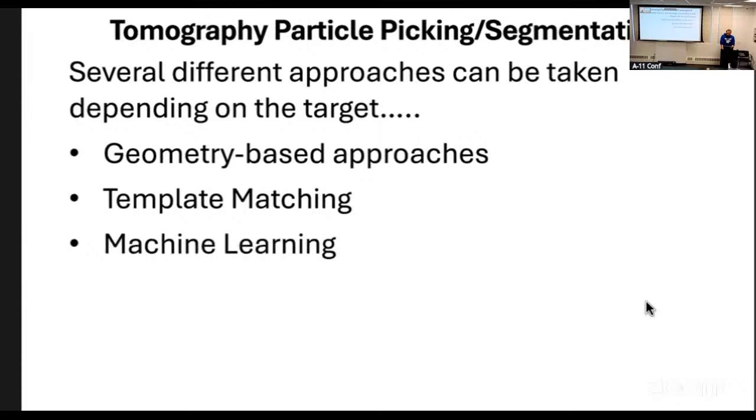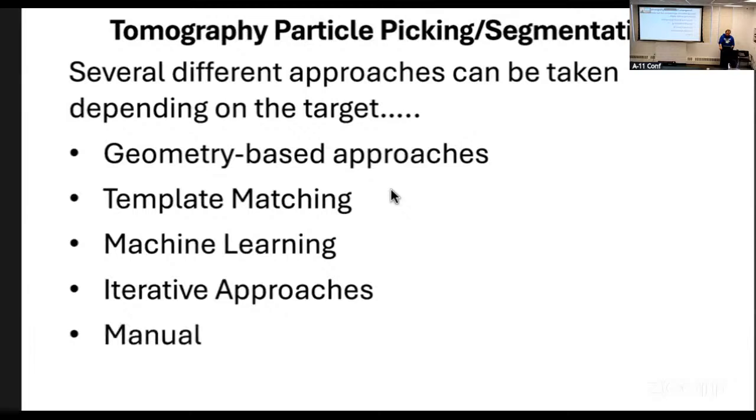A lot of deep neural networks for particle picking. And then kind of iterative approaches. So you get a set of particles, train, do downstream processing, and then reuse that for training. So this kind of goes back in line with machine learning and potentially template matching if you get a map that you're interested in using. And there's always manual if you want to do that.